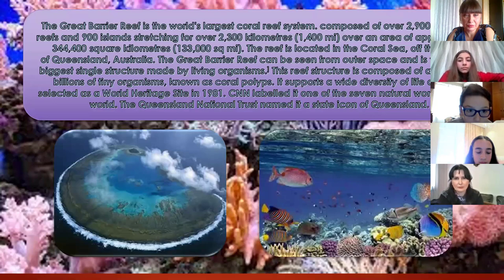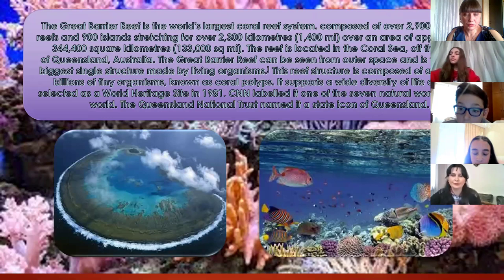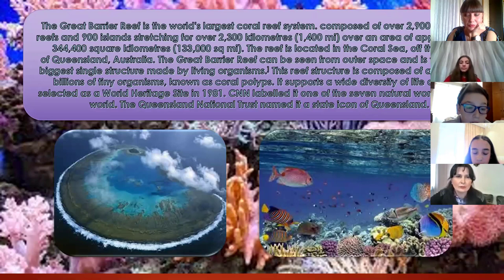The Great Barrier Reef is the world's largest coral reef system, composed of over 2,900 individual reefs and 900 islands stretched for over 2,300 kilometers over an area of approximately 344,400 square kilometers. The reef is located in the Coral Sea off the coast of Queensland, Australia.